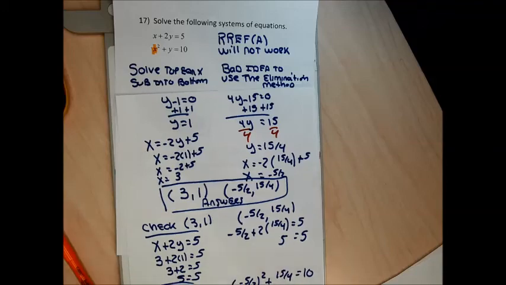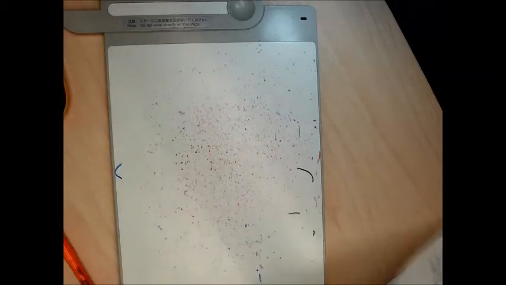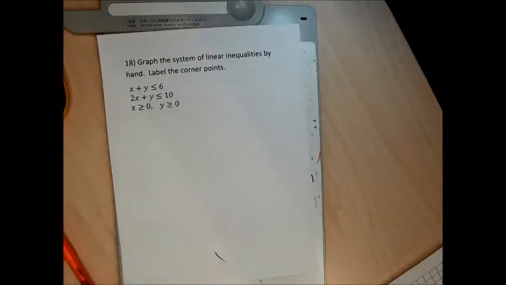All right, one last problem to do. There's only been 18 problems, but it's been a lot of work. So 18 wants me to graph a system of equations and label the corner points. When we did these, right in the last section, we went from bottom to top.